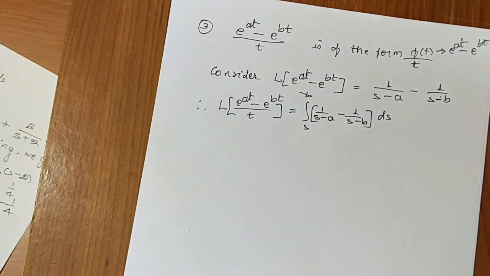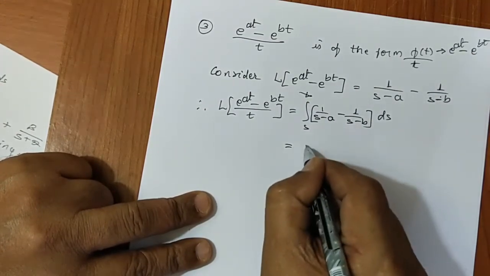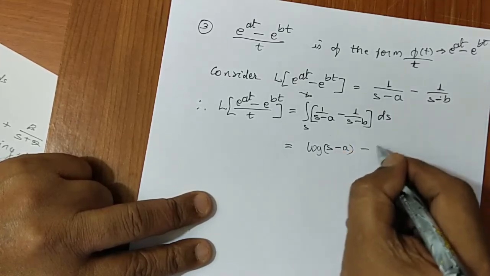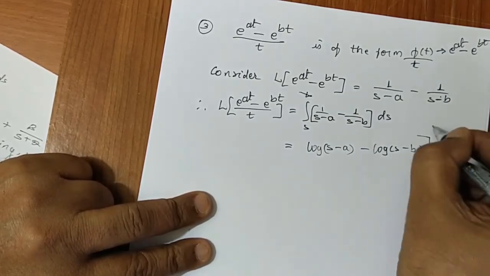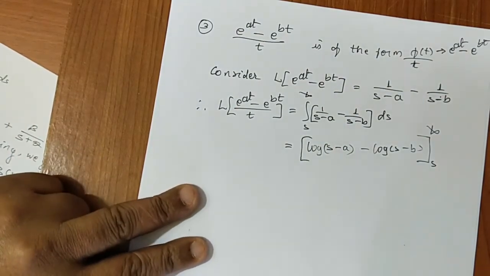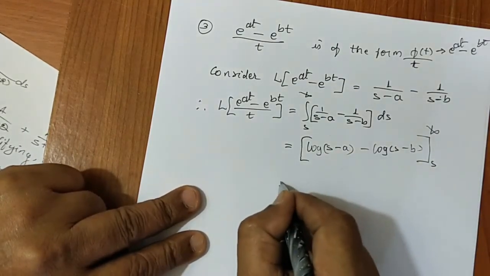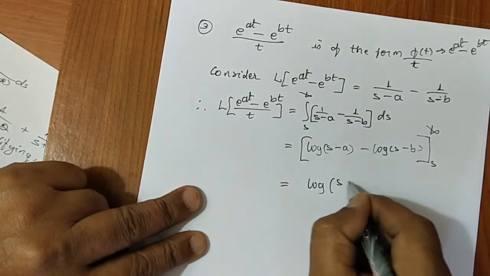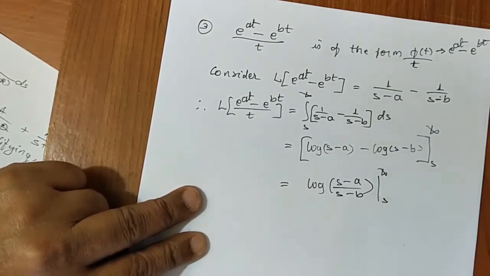So what will this integral be now? If I integrate this, I get log of s minus a minus log of s minus b from s to infinity. It's similar to the previous problem. There I was having log of s minus 2 minus log of s plus 2. So you are getting the same kind of expression here. So this will be log of s minus a by s minus b from s to infinity.